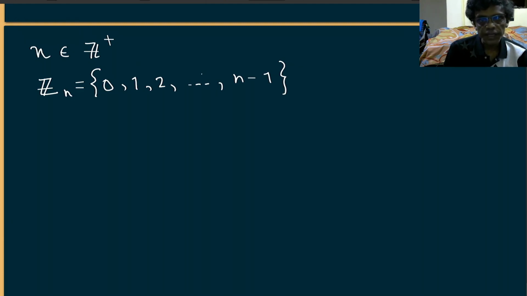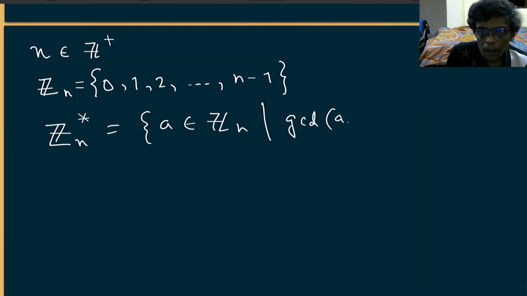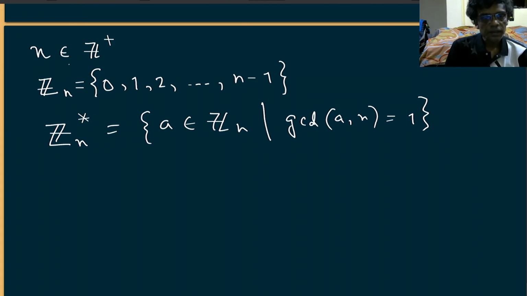That is, gcd of a and n equal to 1. So this set I denote by Zn star. This is the set of all a in Zn, all remainders, such that gcd of a and n is equal to 1. It turns out that these two sets are very, very important, in particular in cryptography, computational number theory, and in many other places. For example, RSA involves this, Diffie-Hellman involves this. There are lots of applications in cryptography.